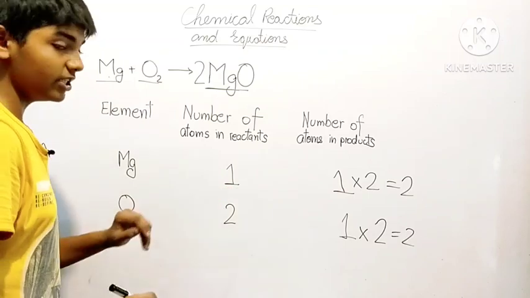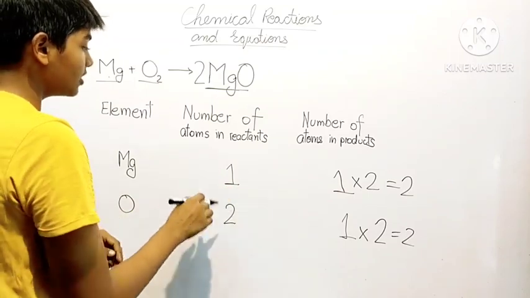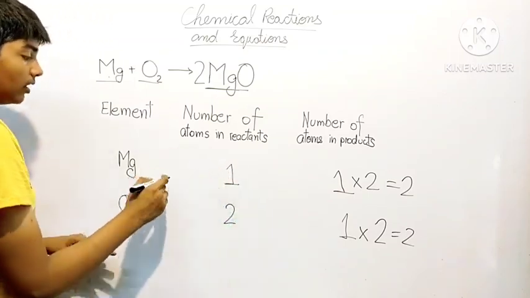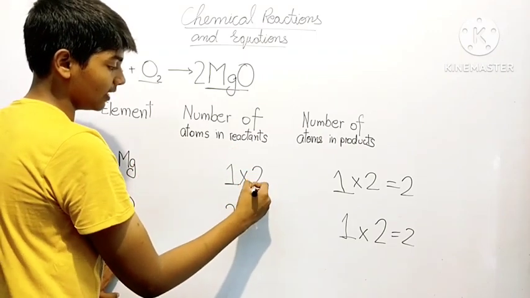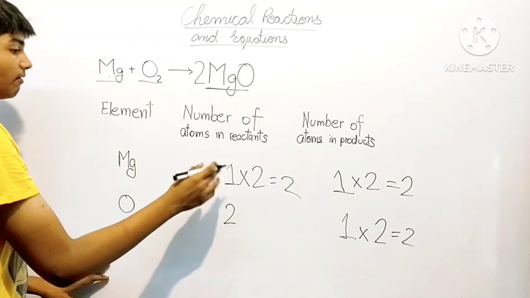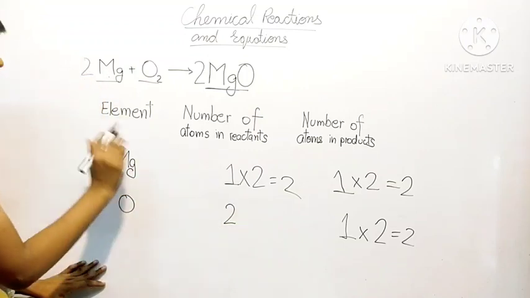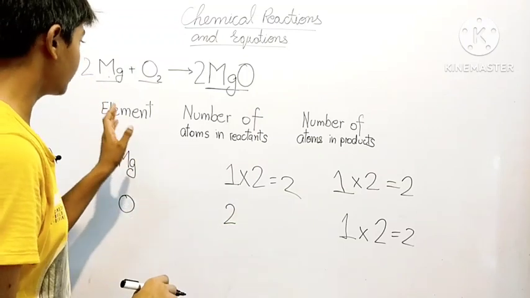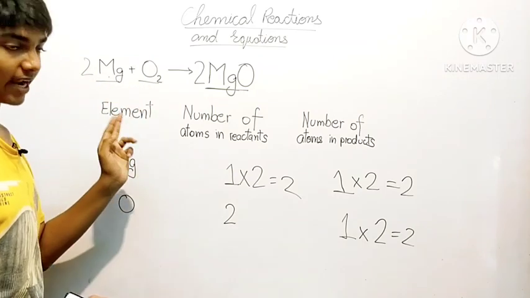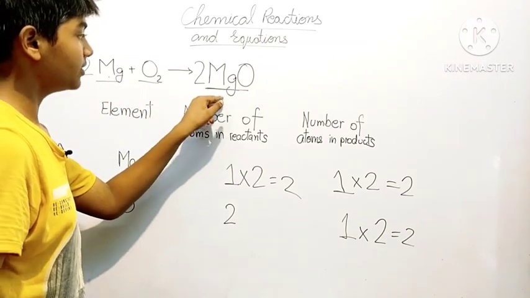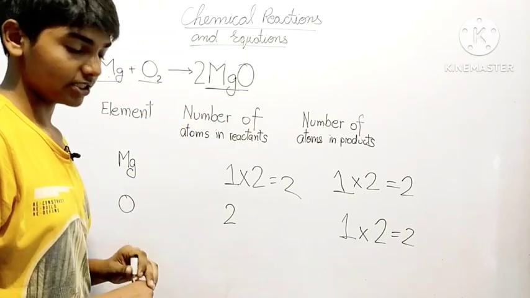Now again Mg is wrong, so we will have to correct Mg as well by multiplying the Mg in the reactant side by 2 as well. So we will multiply Mg by 2. Now this equation is balanced. There are 2 atoms of Mg and 2 atoms of oxygen in reactants, and similarly 2 atoms of Mg and 2 atoms of oxygen in products.